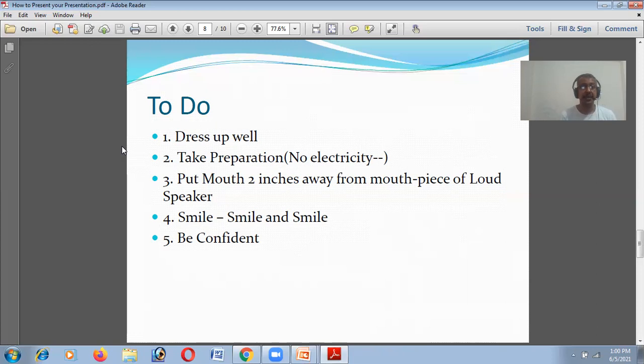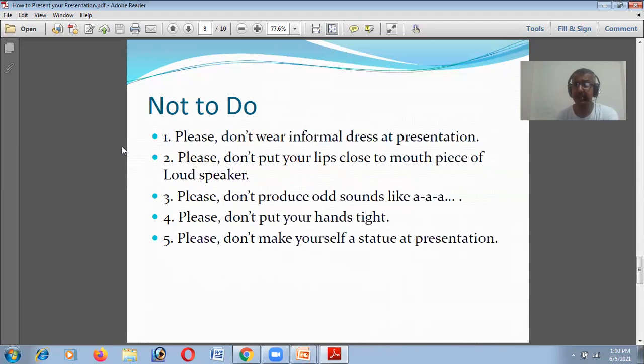That can make your presentation lively, and that lively presentation will engage your audience to hear so many things from you. And also, as I have told earlier, be confident. Again, what not to do: don't put on informal dress. Don't put your mouth very close to the microphone. Don't produce odd sounds. Many of us produce a sound at the time of the presentation.